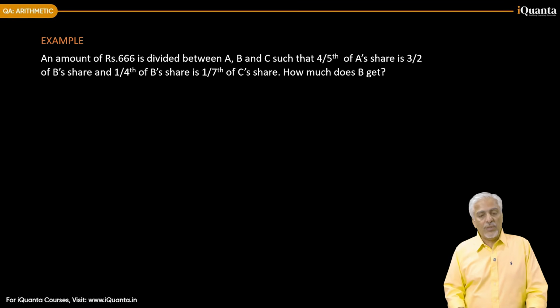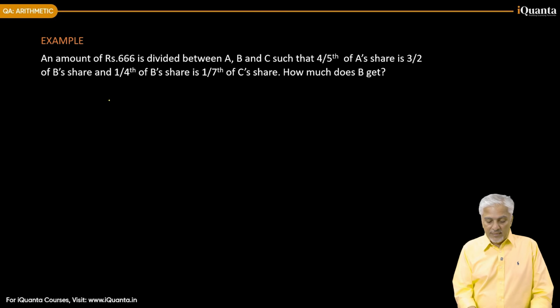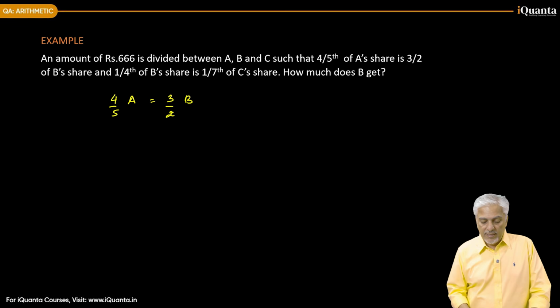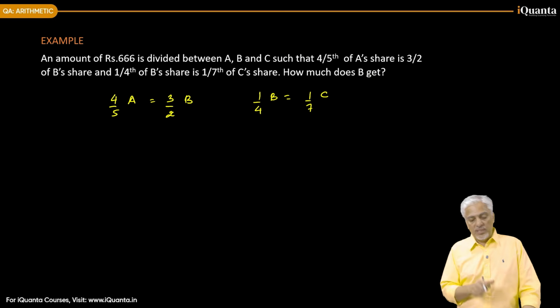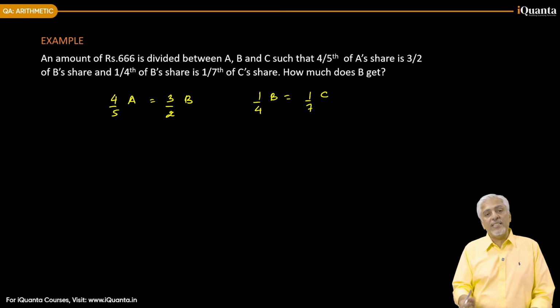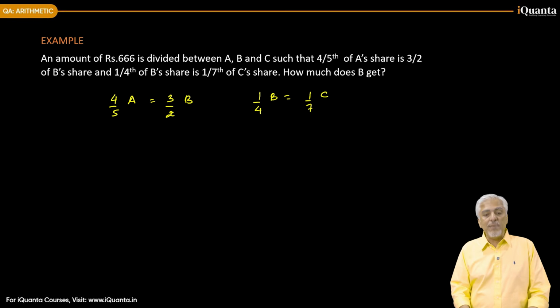Let's have a look at the next question. An amount of 666 is to be divided between A, B, C such that 4/5 of A's share is 3/2 of B's share and 1/4 of B's share is 1/7 of C's share. That means two equations are given, two equalities are given. We need to find how much does B get.